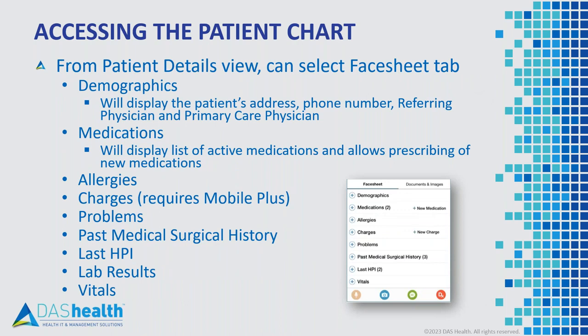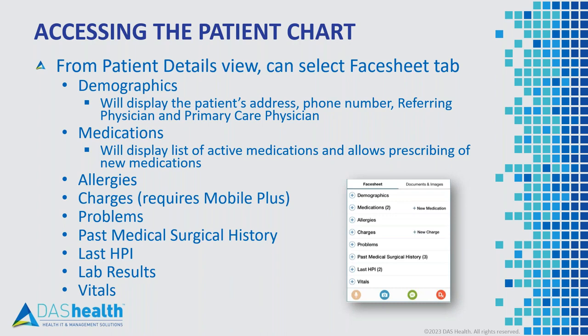So the clinical information in this patient details view is divided into two tabs. The first tab is the face sheet. That face sheet groups together patient data into several categories. All those categories can then be expanded by clicking on the plus signs that you see to the left. The first category is demographics. This is going to show patient information, things like the patient's address, phone number, if there's a referring physician associated with this patient, their primary care physician, that kind of information, that base demographics for a patient.